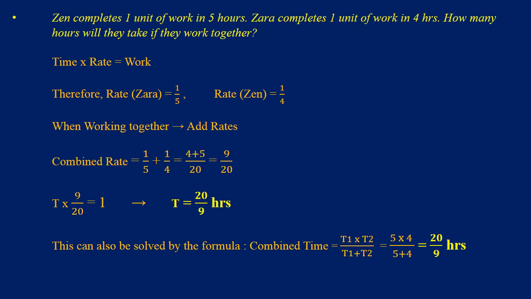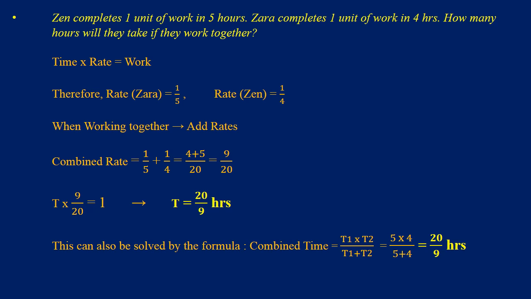Now, the total time taken when they are working together can also be solved by the formula T1 into T2 divided by T1 plus T2, where T1 and T2 are the individual time durations. But please do not memorize without understanding the concept of time and work. If you have understood how to solve it, then you can use this formula.